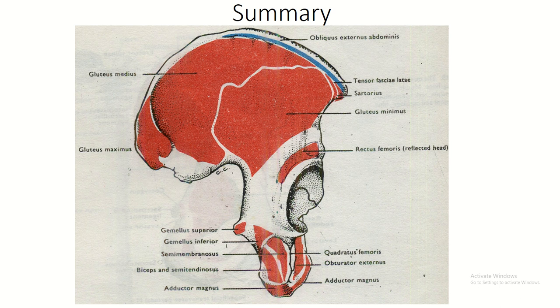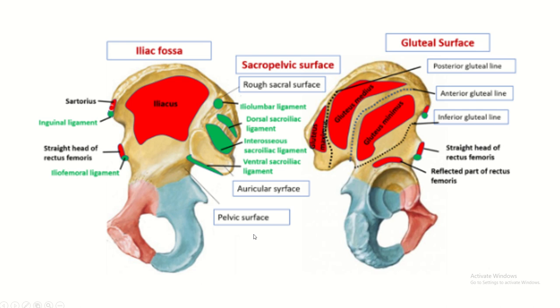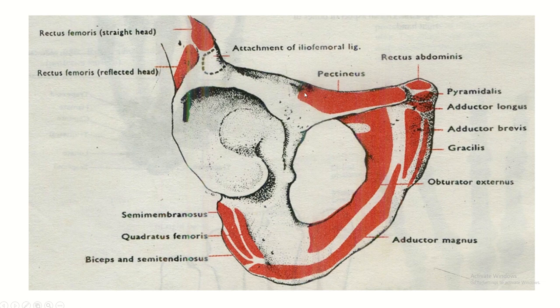Summary of the muscular attachment: gluteal surface: gluteus minimus, medius, maximus. Pectineus muscle, rectus abdominis, pyramidalis, adductor longus, gracilis, adductor brevis, adductor magnus, semimembranosus, quadratus femoris, biceps, and semitendinosus.